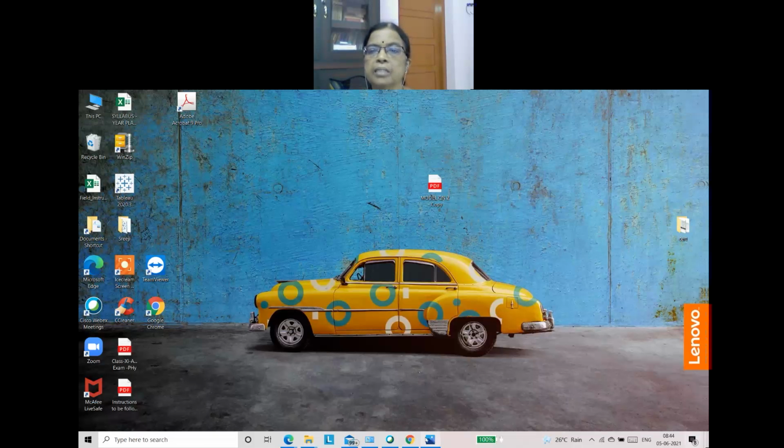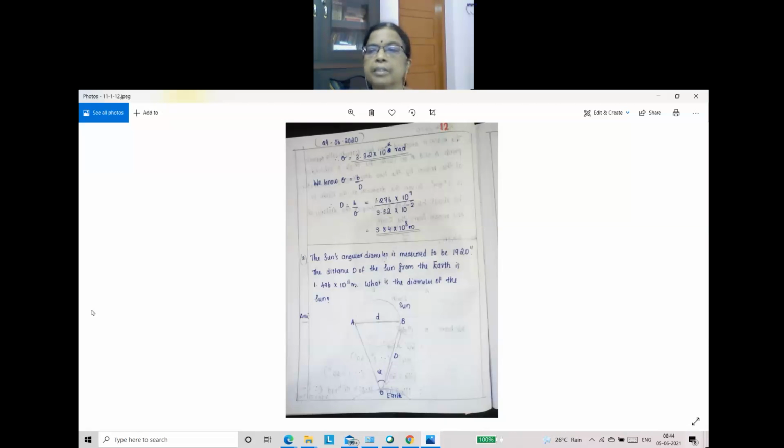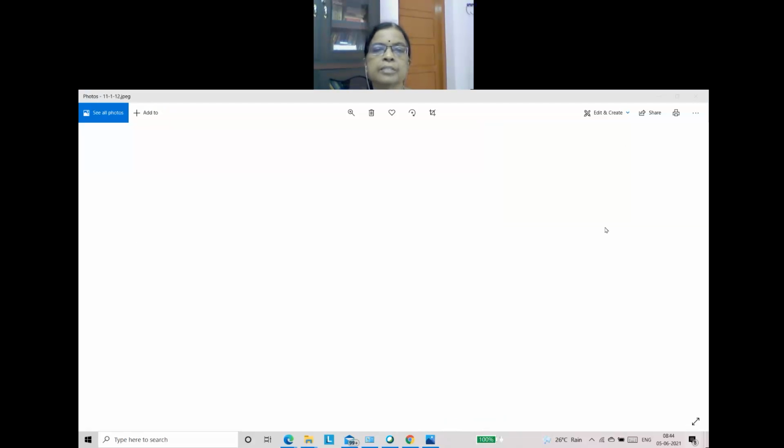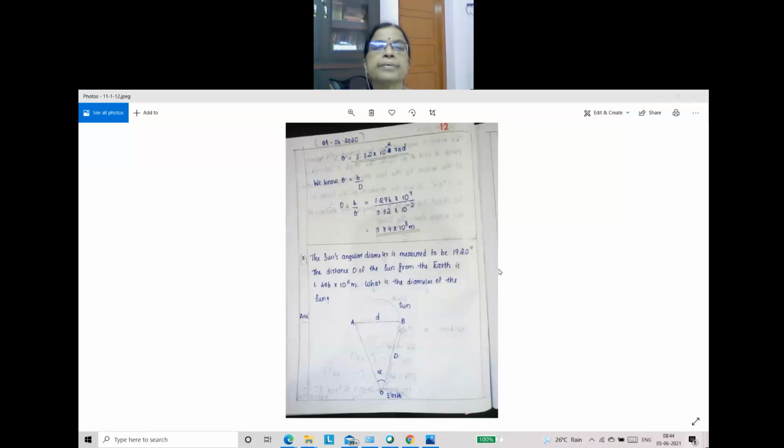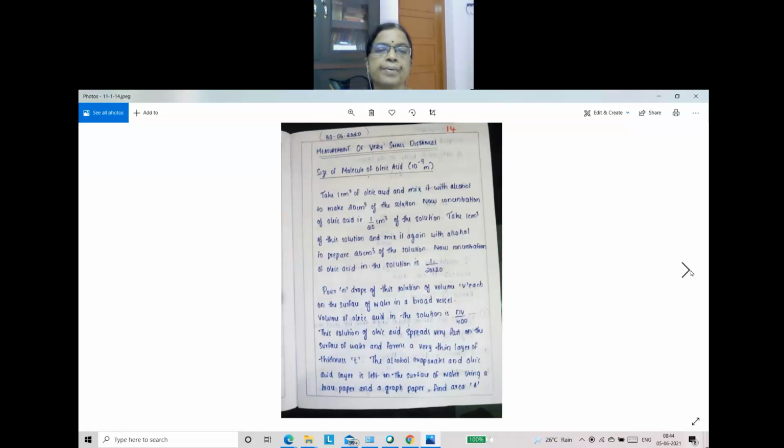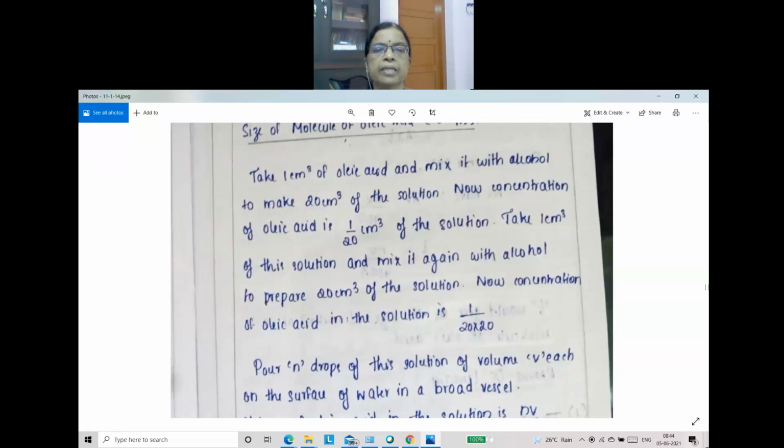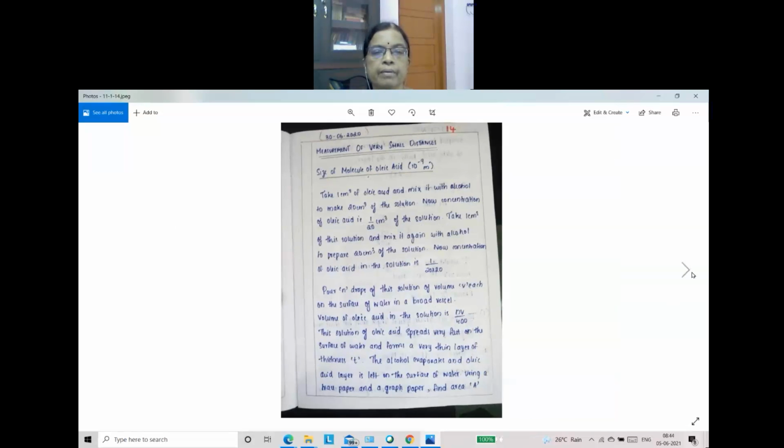Okay, children, so you can write in your notebook. I think everybody is writing the notes. And if any doubt comes, you have to ask. Now I think all are there, 37. The parallax method we have seen. Yesterday's problem, I will explain later. The size of the molecule, oleic acid, that also we have seen yesterday.